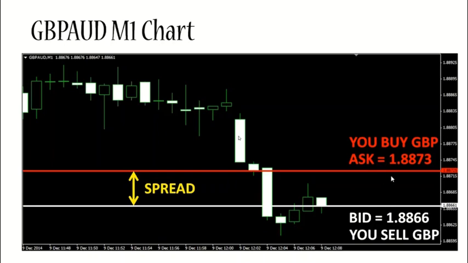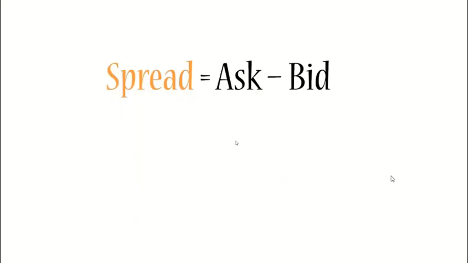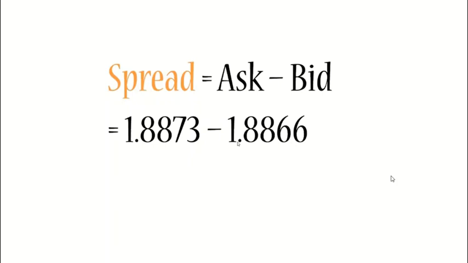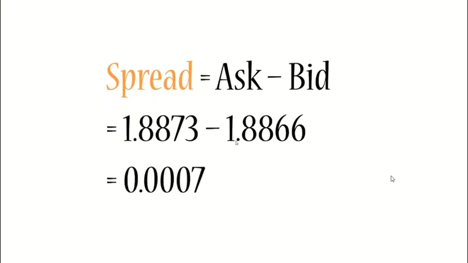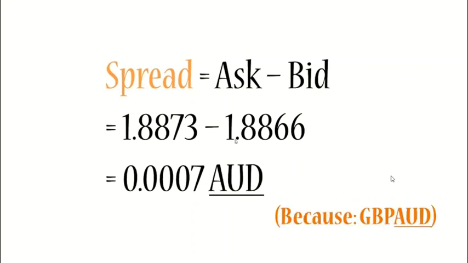So how do you calculate the spread? You just say ask price minus bid price. In this case, our ask price is at 1.8873 and our bid price is on 1.8866. So it's going to be ask minus bid, and then you'll come up with your answer, which is 0.007. You understand? And this is quoted in Australian dollars.